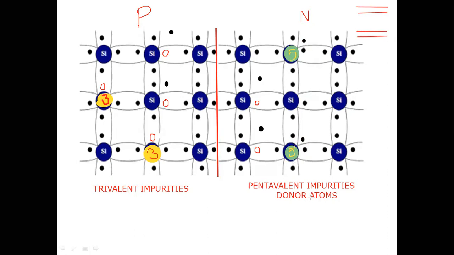Due to these donor atoms, these pentavalent impurity atoms which I have introduced into this semiconductor material, what is happening? Due to these donor atoms, one energy level is introduced, below the conduction band. Okay, this is called the donor impurity level.